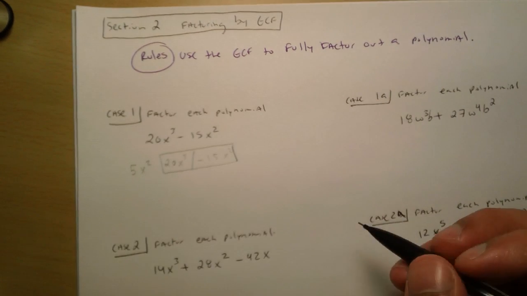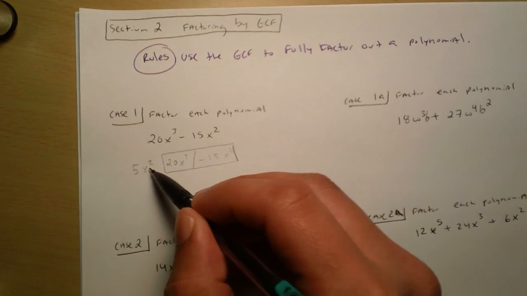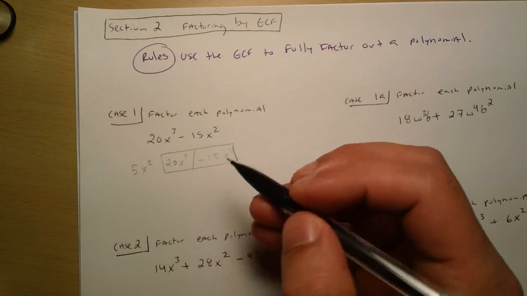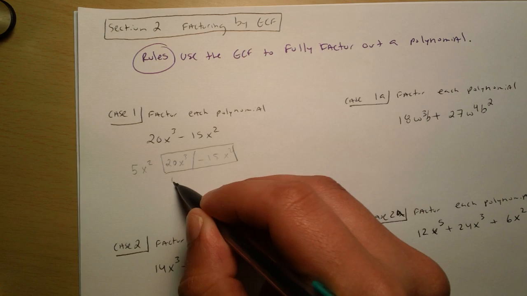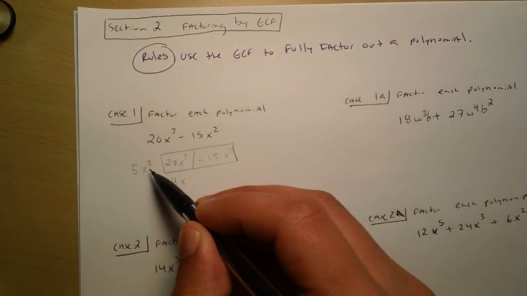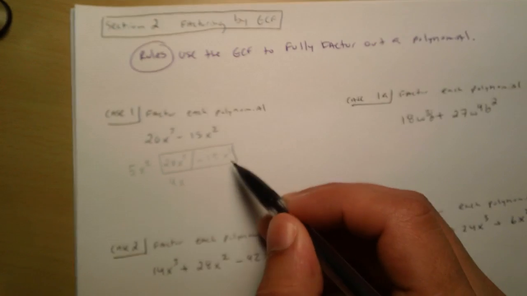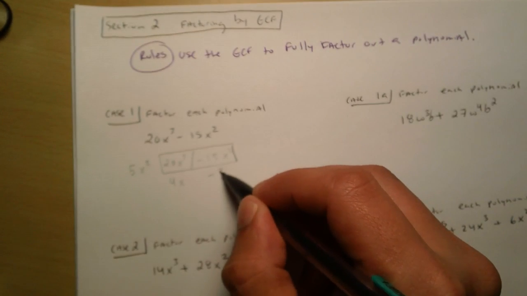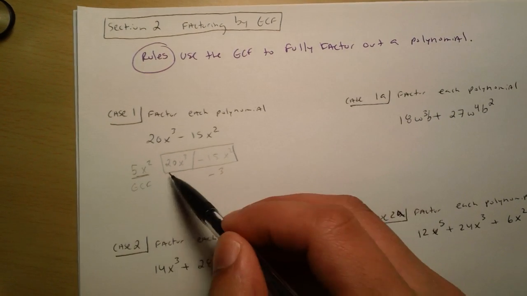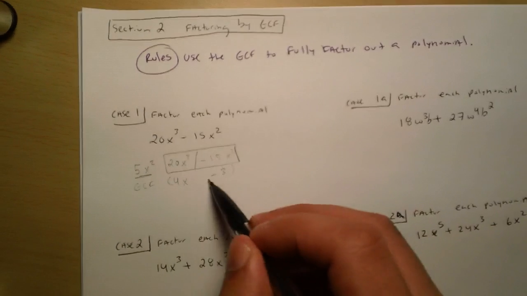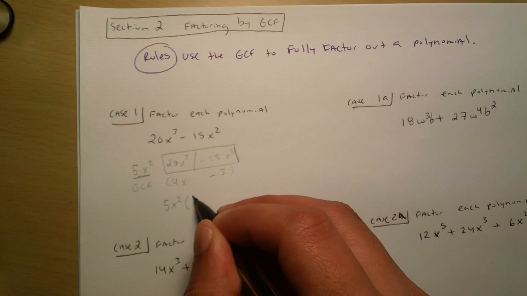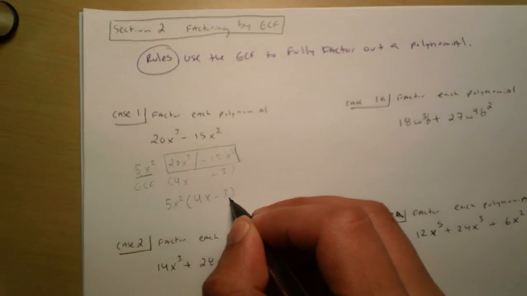Box method. Okay. So 5x squared times what gives you 20x cubed? Here we would have 4x. And then 5x squared times what gives you negative 15x squared? Should be a negative 3. Now we have our GCF here, and we have our newly factored out polynomial here. So final answer, 5x squared times 4x minus 3.